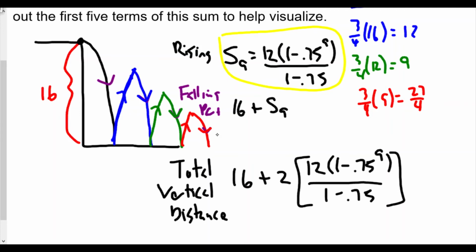So the only part that we have extra for the falling is going to be that first time the ball falls off that ledge, if you want to call it, 16 feet. So we add that 16. That's where that 16 comes from, that initial value of the first fall. And so we have double the rising part, because the falling part after the first fall is the same exact vertical height.